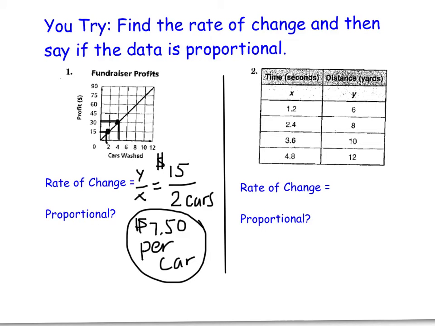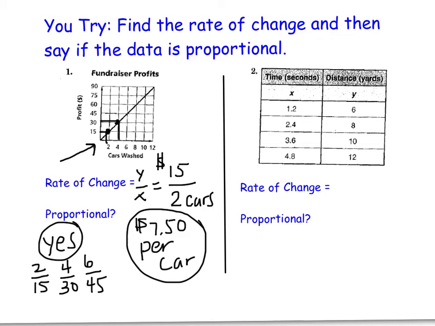Now, to see if the data is proportional, I see in the corner that I have 0, 0, and the line goes through that right here. So that means yes, the data is proportional, or I could check it by writing the fractions. 2/15, 4/30, 6/45, etc. And since all of those are equal, then we go ahead and say that we have a proportional relationship.